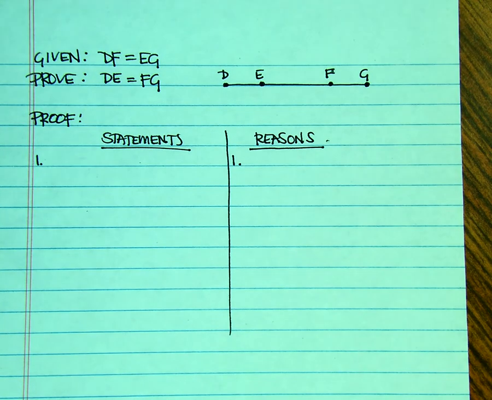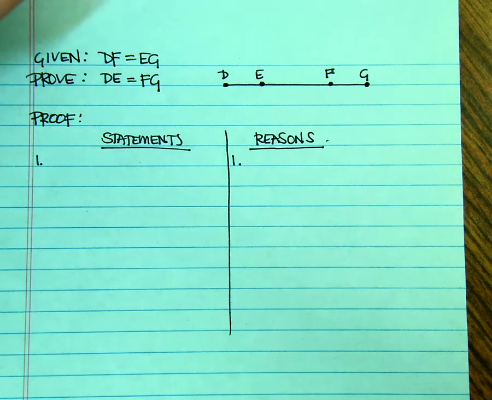Okay, so we are going to do our first segment proof. And what I would do is pause the video and copy the given and the proof and the columns, and then a nice neat diagram. Remember, proofs are very formal, very neat, and very organized. So go ahead and pause the video if you need to copy this down.